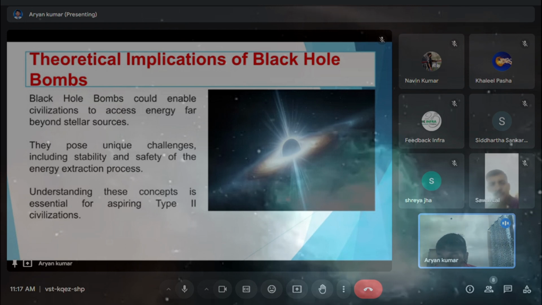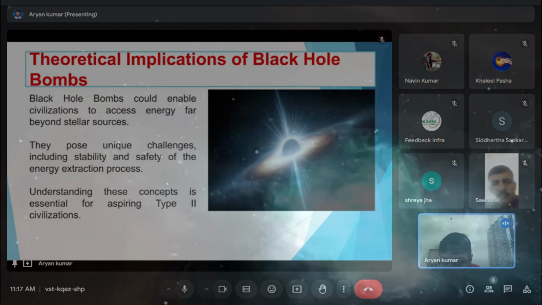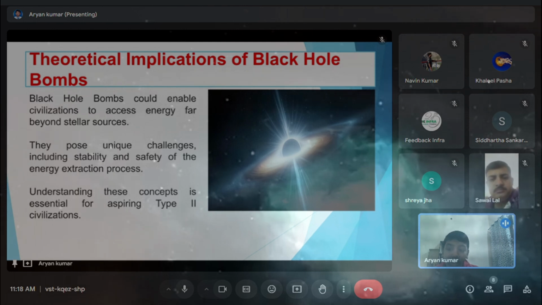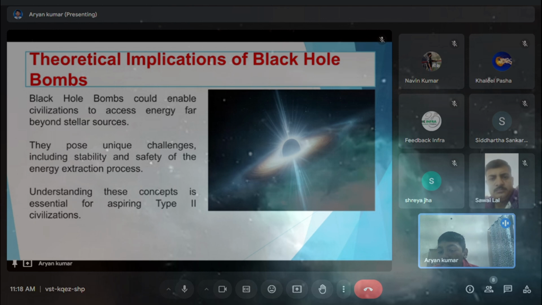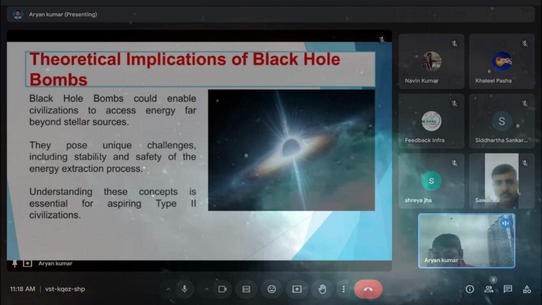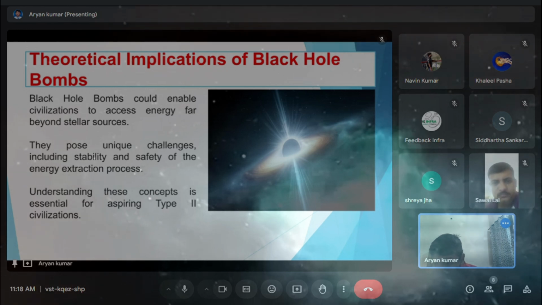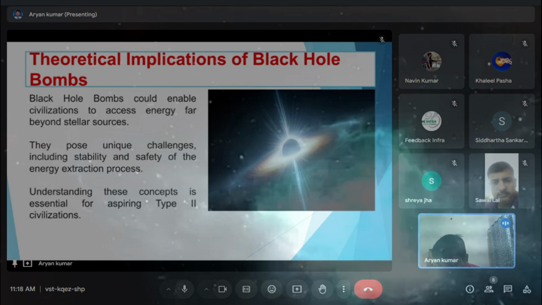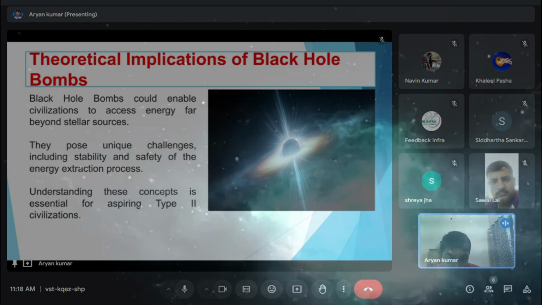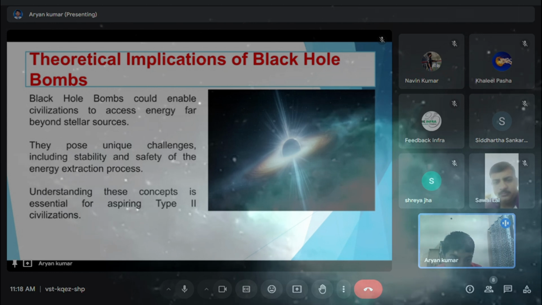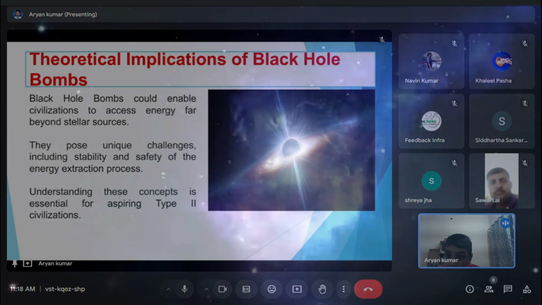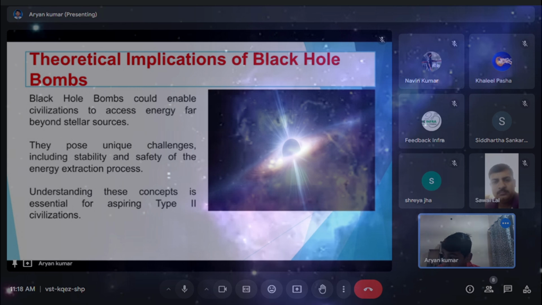Theoretical implications of black hole bombs. Black hole bombs could enable civilizations to access energy far beyond stellar sources. They pose unique challenges, including stability and safety of the energy extraction process. Understanding these concepts is essential for aspiring to become a type 2 civilization. If we are not opening any windows, that thing can cause an explosion far greater than a supernova. That is why its name is black hole bomb.